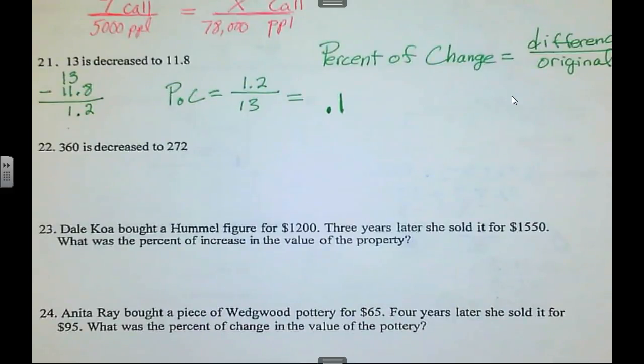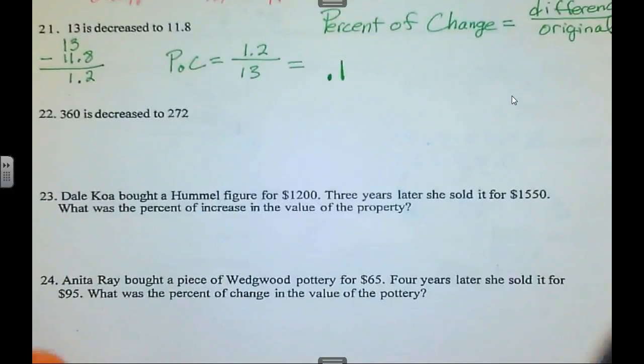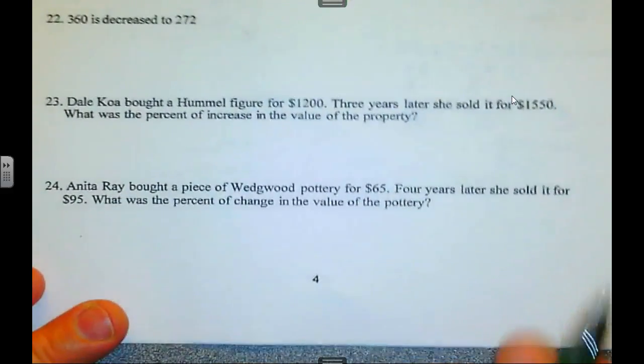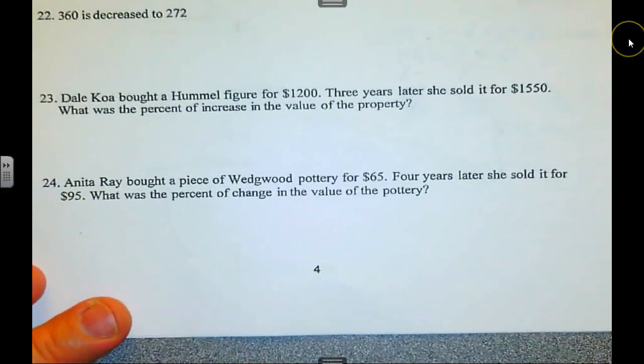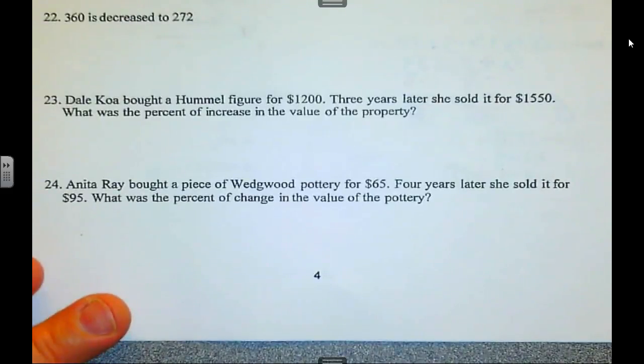Are you guys good? You want me to do one more? Let's do 23. Yeah, word problems, you skip them, just like fractions.